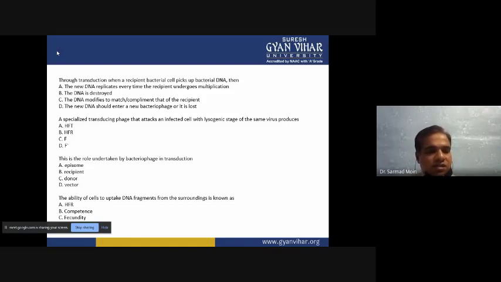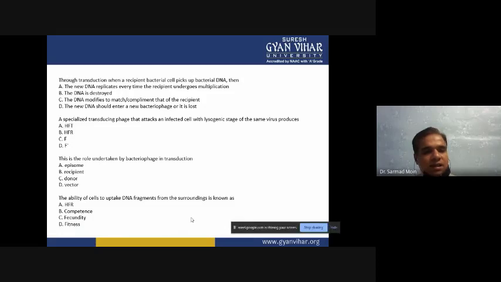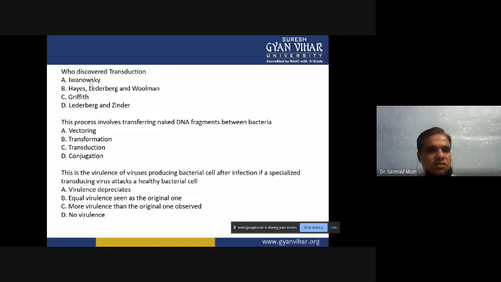The ability of cells to take up DNA fragments from the surroundings is known as: A option, Hfr; B option, competence; C option, facility; D option, fitness. You have to choose one answer. Then the next question: who discovered transduction? Options: Arnoskey, Head and later Brand and Woolman, Griffith and later Zinder. Then this process involves transferring naked DNA fragments between bacteria. A option is vectoring, B option is transformation, C option is transduction, D option is conjugation.